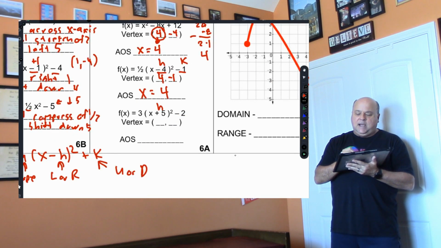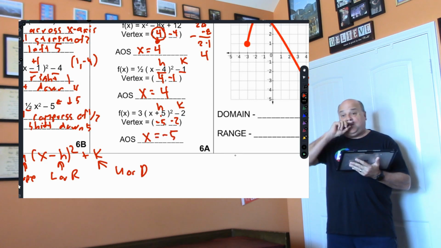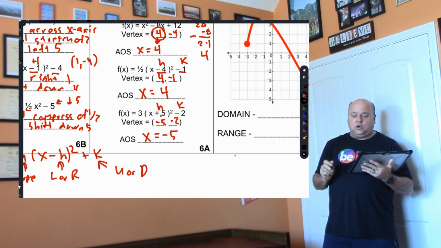This is my h, this is my k. The opposite of positive 5 is negative 5. My k is negative 2. My axis of symmetry is x equals negative 5. Remember, the axis of symmetry is the x value of your vertex.